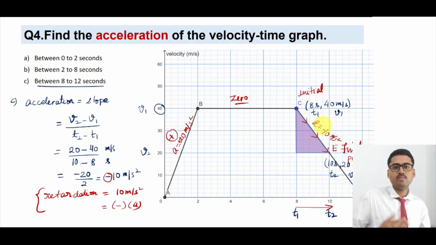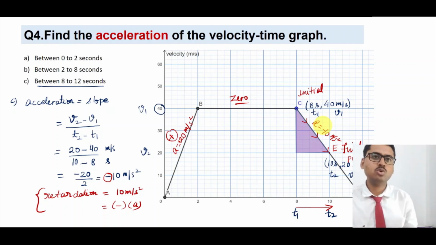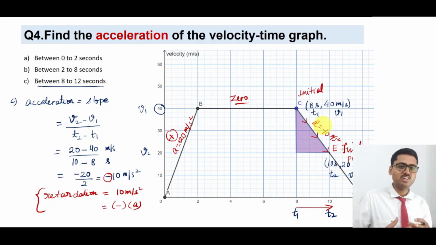So we have calculated the slope and acceleration for all the graphs given over here. So that is all for this session. The part 2 of this video will be on the area under the graph.